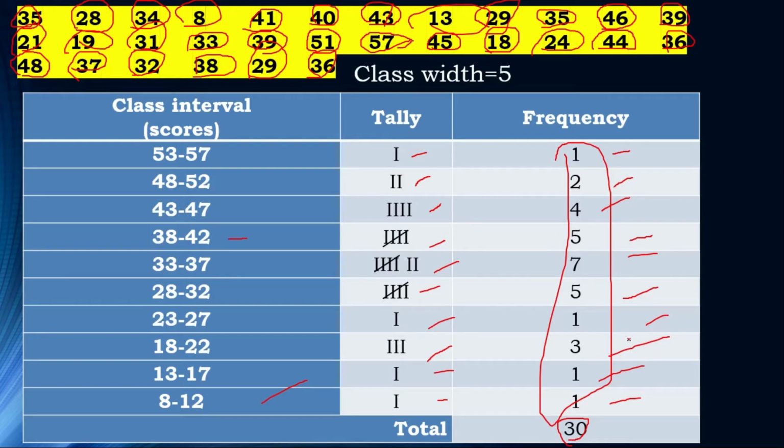So, unahin natin kunin yung range. Next is the desired number of class interval and yung ating class width. Kasi napaka-importanteng i-identify muna yung ating class width bago gumawa ng ating frequency table. Okay, let's have another example.